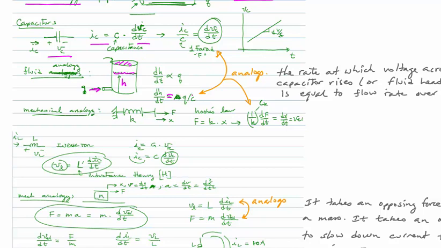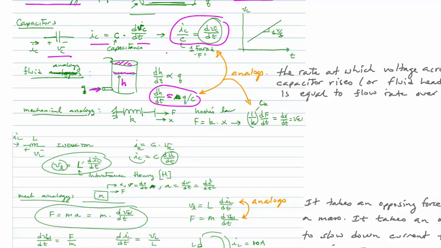But if you look at this relationship here, and the constituent relationship that I stated here for the capacitor, do you see the similarity? They're flipped from left to right, but you get the rate at which the voltage across the capacitor rises is equal to the current flowing through the capacitor divided by capacitance. Okay, so the analog is height is analogous to the voltage across the capacitor, and the flow rate going into the tank is analogous to the current that's flowing through the capacitor.